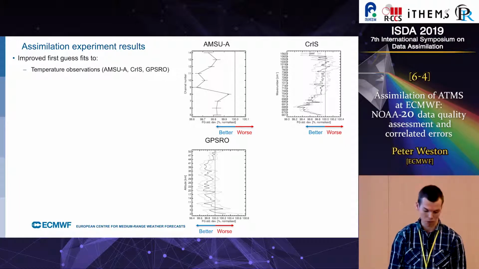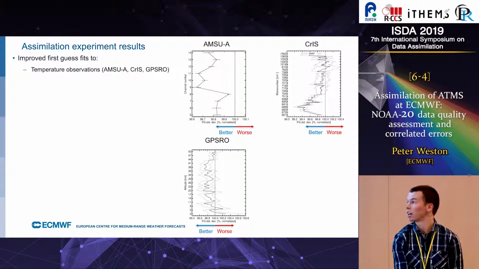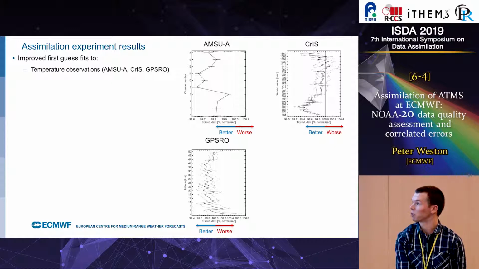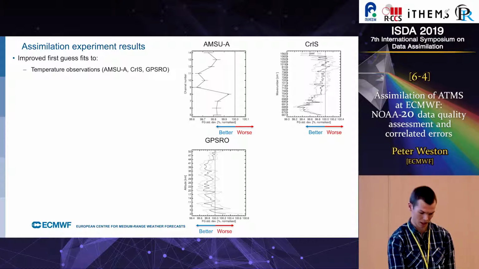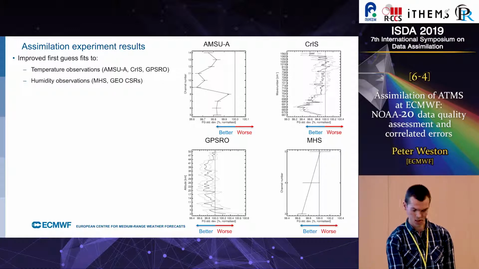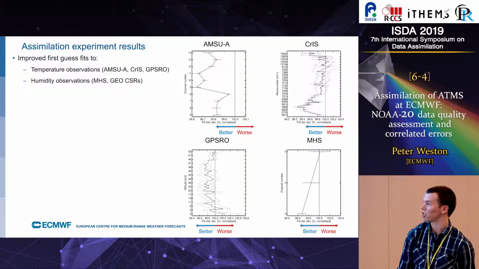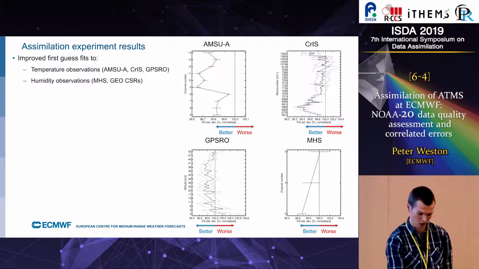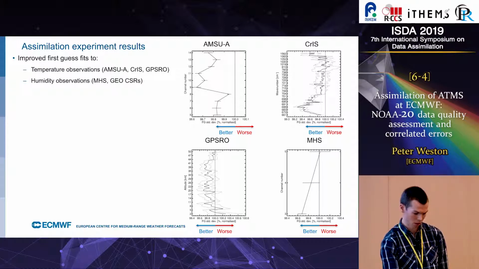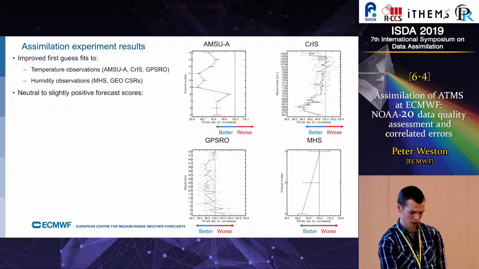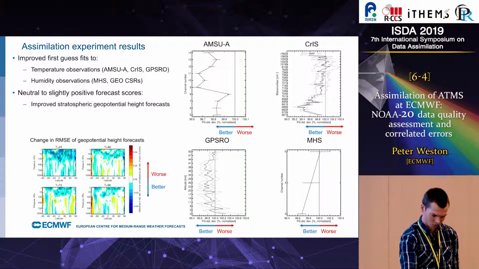And so you can see for temperature observations, we generally see that everything, or nearly everything, is to the left of the line, showing improved short-range temperature forecasts throughout the atmosphere. And this is also the case for humidity-sensitive observations. Here I've shown MHS, but it's also the case for geostationary clear sky radiances and other observation types as well. And then also looking at the longer-range forecast scores.